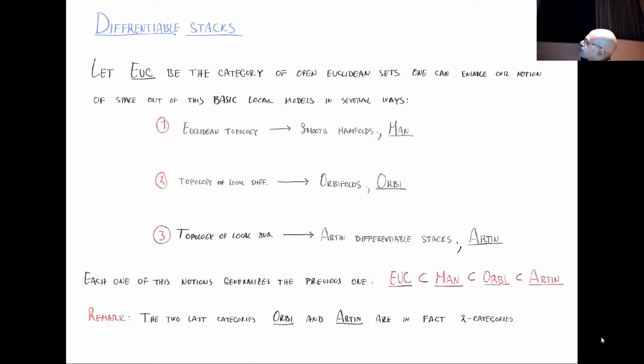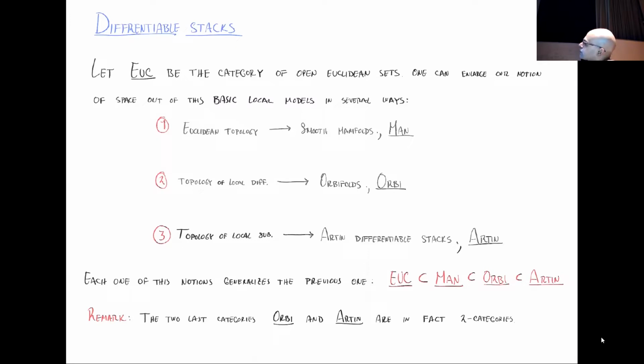So, of course, the kind of spaces that we obtain out of this sort of construction will depend on what we mean by local. So, for example, if by local we mean local in the Euclidean topology, then the sort of spaces that we can construct out of Euclidean open sets are just the classical smooth manifolds. But we have several other options available here.